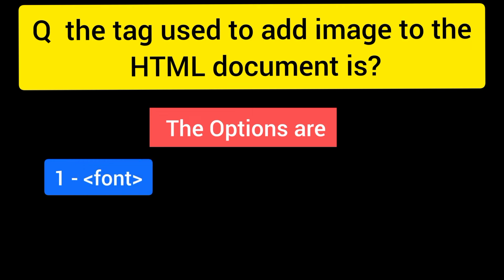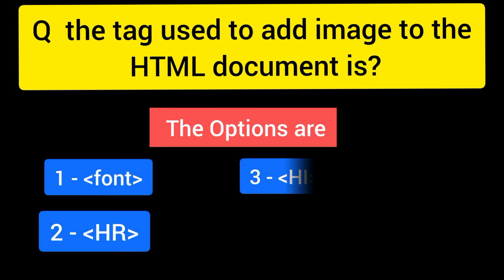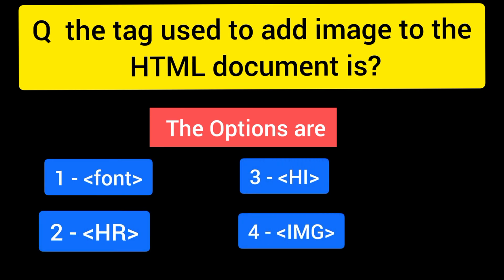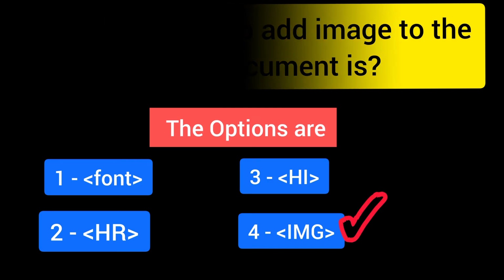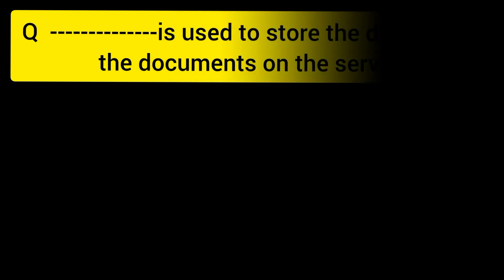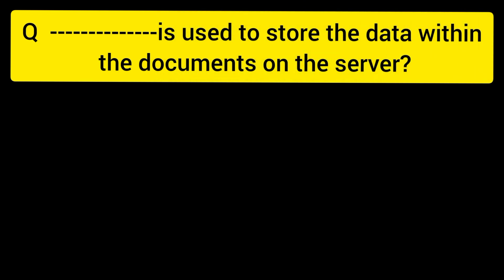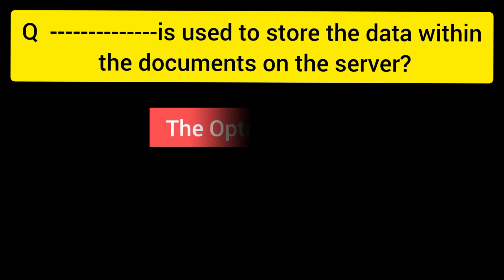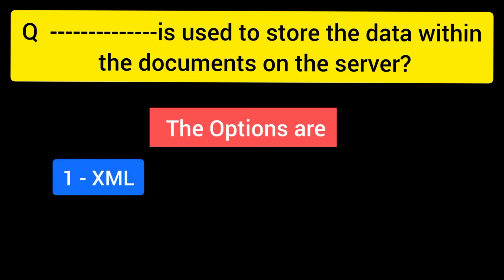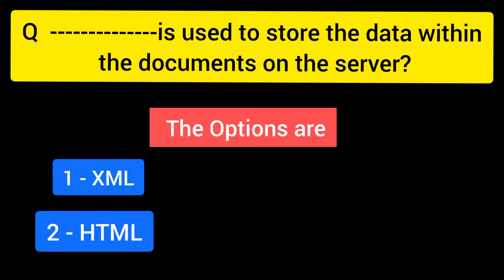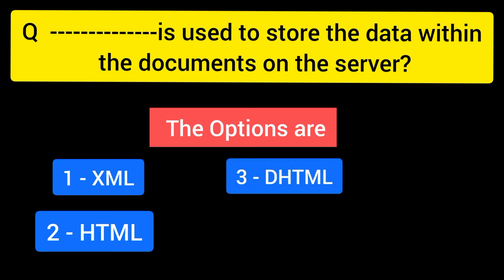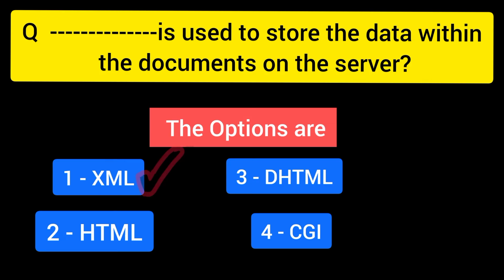number 1 font, option number 2 HR, option number 3 HI, option number 4 IMG, and the right answer is option number 4 IMG. Question number 22, is used to store the data within the document on the server, and the options are option number 1 XML, option number 2 HTML, option number 3 DHTML, option number 4 CGI, and the right answer is option number 1 XML.